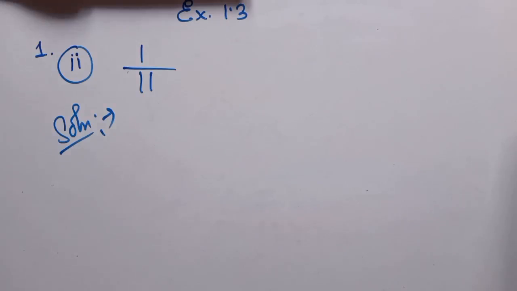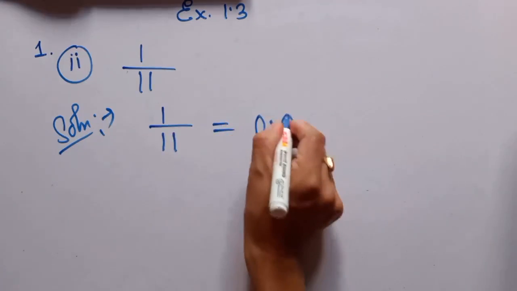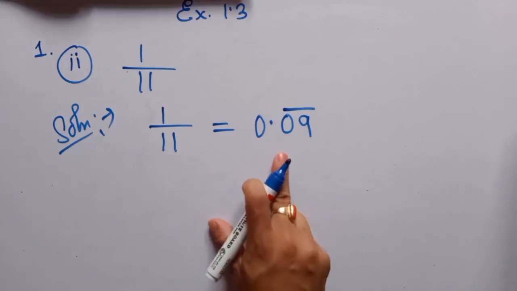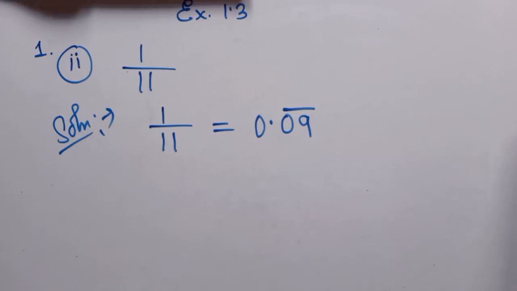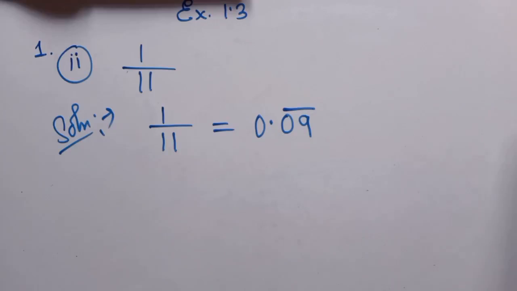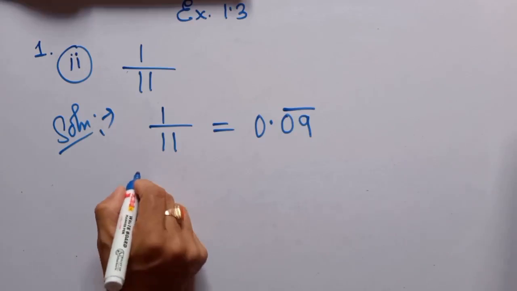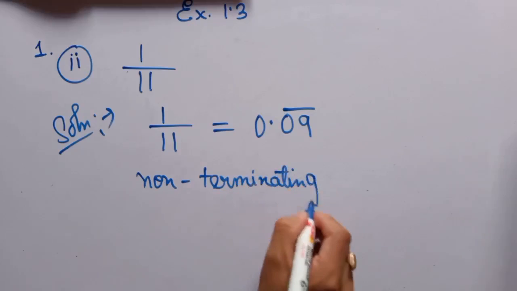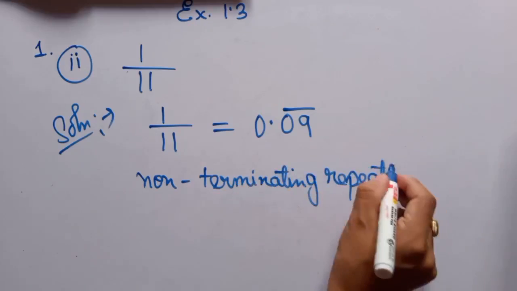Next, exercise 1.3, question number 1, Roman number 2, 1 by 11. After converting this number into decimal, we will get 0.09 bar. That is, the decimal expansion of this number is 0.09 bar, which means here the repeating block is 09, that is, after the decimal, the digits 09 get repeated again and again. So such type of decimal expansion is non-terminating repeating decimal. So 1 by 11 will be a non-terminating repeating decimal expansion.